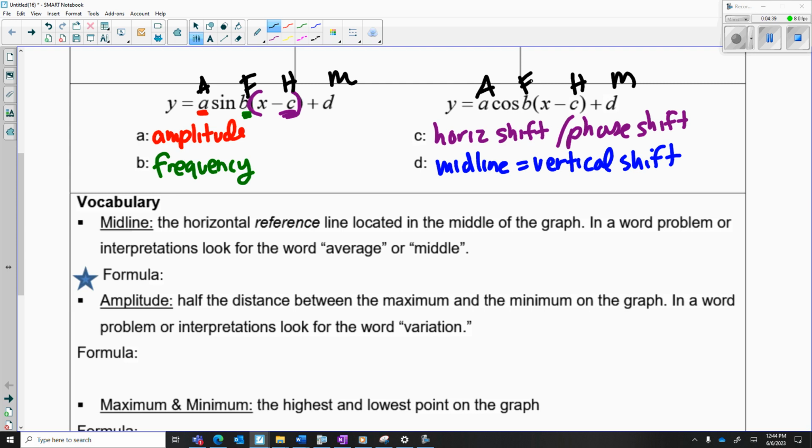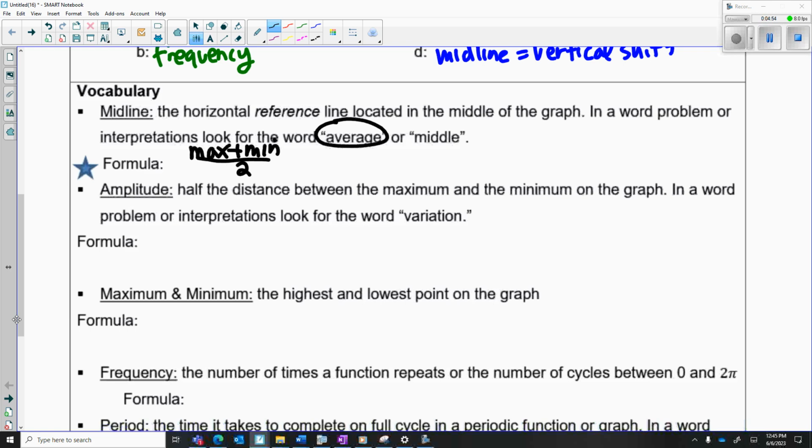All right, so the vocabulary now. So the midline is that middle line. It's actually the average between the maximum and the minimum. And the formula is the average of the maximum and the minimum. So maximum plus minimum divided by 2. You add them up and you divide by 2. The amplitude is the distance to the midline.